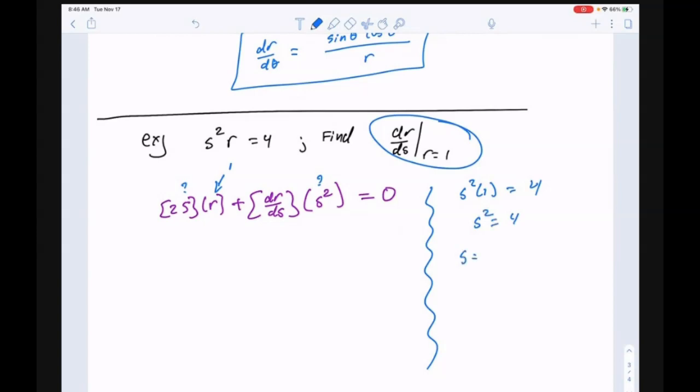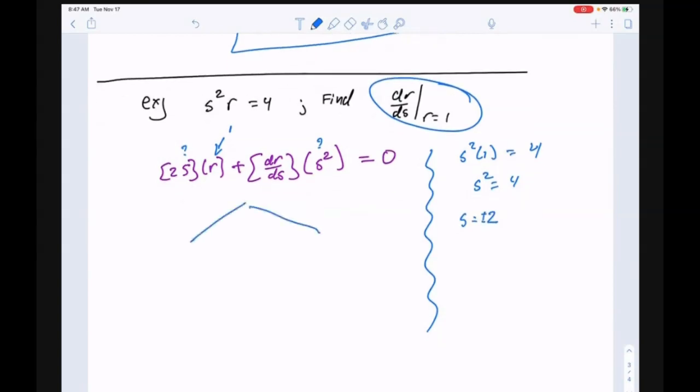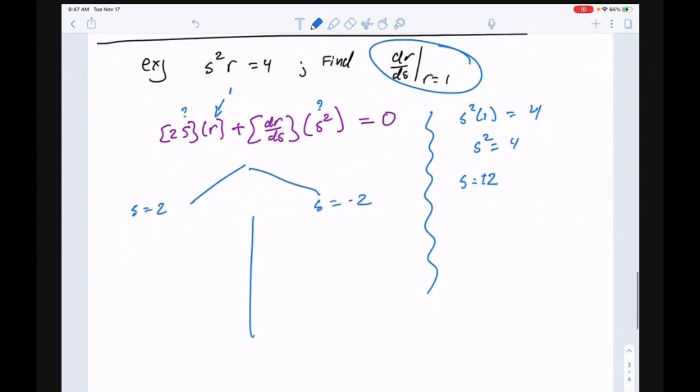So what does s equal? 2. Plus or minus 2. There you go, plus or minus 2. So that means there are 2 answers here. So we're going to have to do one when s is equal to 2 and when s is equal to negative 2. So when s is equal to 2, I get 2 times 2 times 1 plus dr/ds times 2 squared equals 0. And on my other side, I get 2 times negative 2 times 1 plus dr/ds times negative 2 squared equals 0.